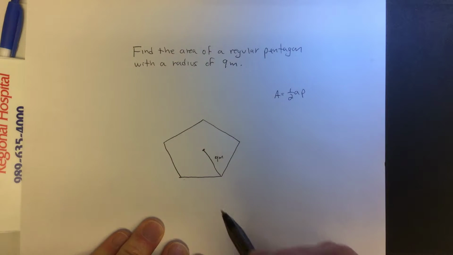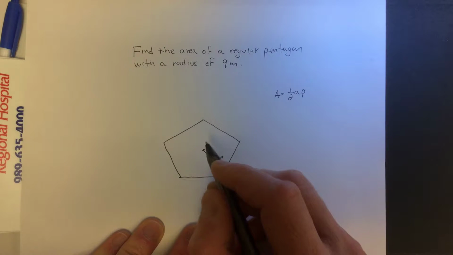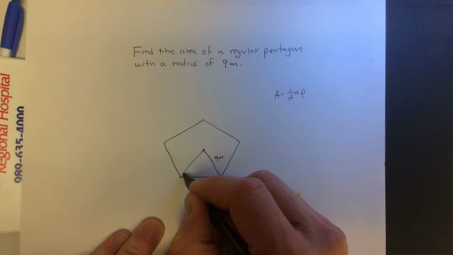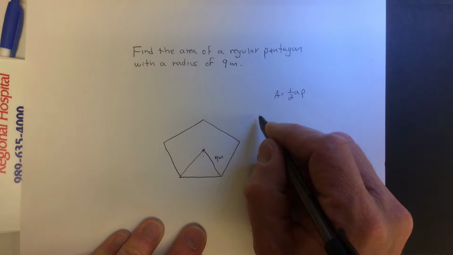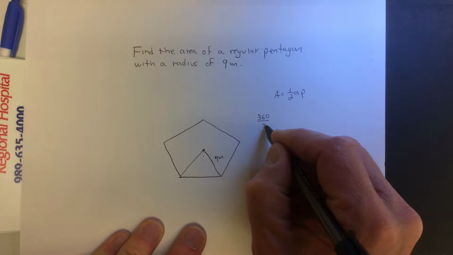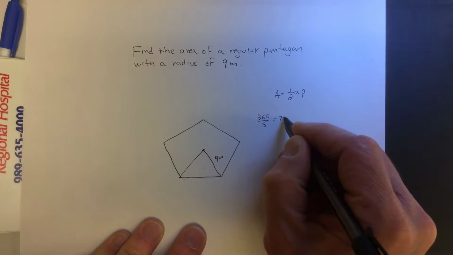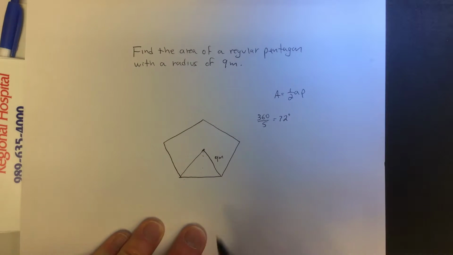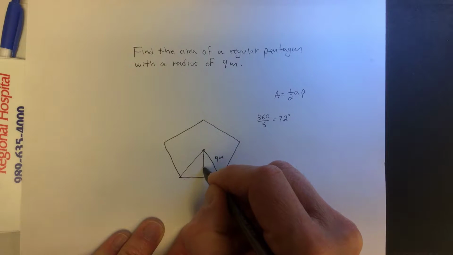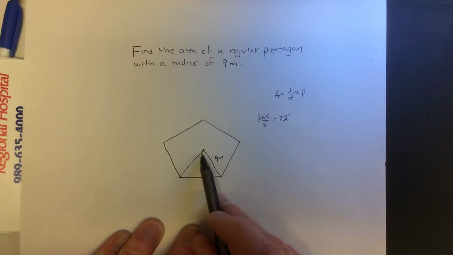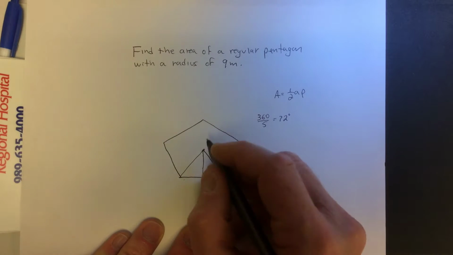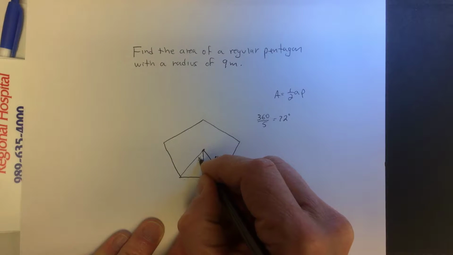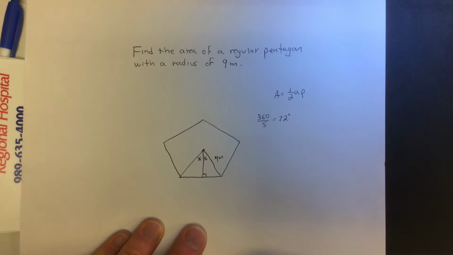The first thing I'm going to do is figure out what this angle measure is right here. If I would do that all the way around the circle, I'd have 5 of these sectors. So I'm going to take 360 divided by 5 and find out that angle measures 72 degrees. When I draw my apothem here, it bisects this isosceles triangle and it's perpendicular to the side. So it makes this angle 36 and this one 36.